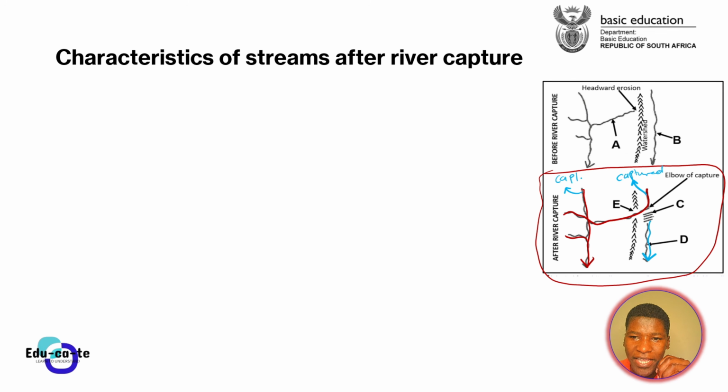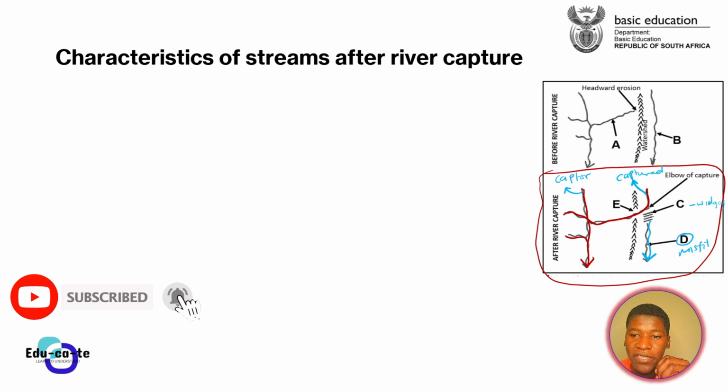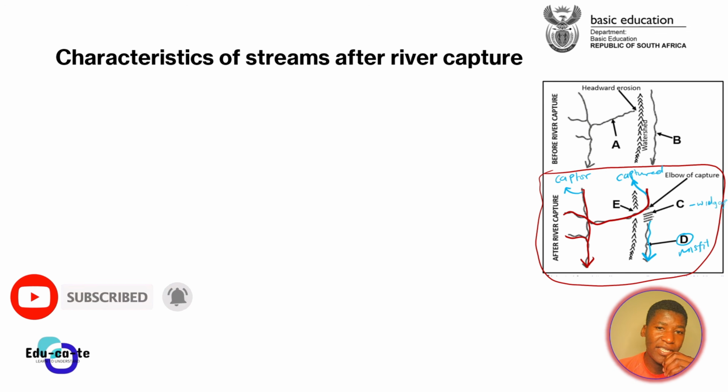And then this one in red is our captor. It is the one that captured. It is the one that did the stealing of the waters. And then this D is a misfit stream. And then the space between them, C, is a wind gap. I'm sure you remember all these labels from our previous video. I'll link it in the comments.